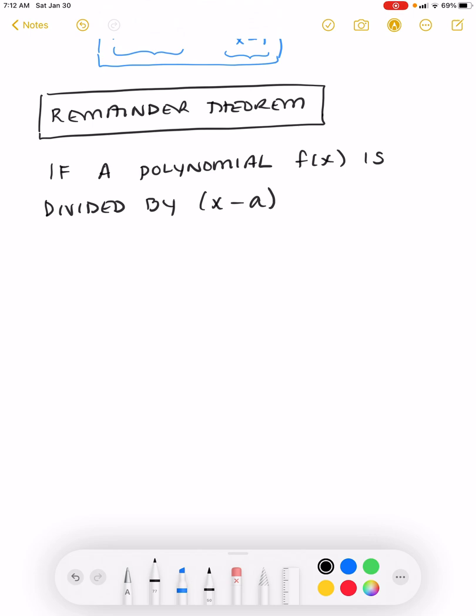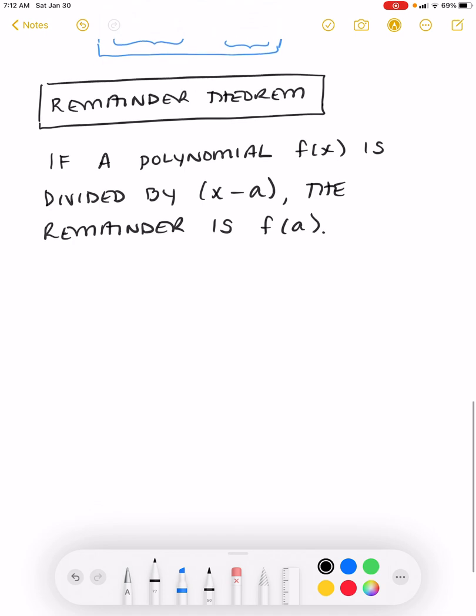By x minus a, the remainder of that division problem is f of a. So what is that telling us? Well, what that's telling us is the remainder of this division problem is the same number as if we were to input the a and plug it into the function for all of the x's.